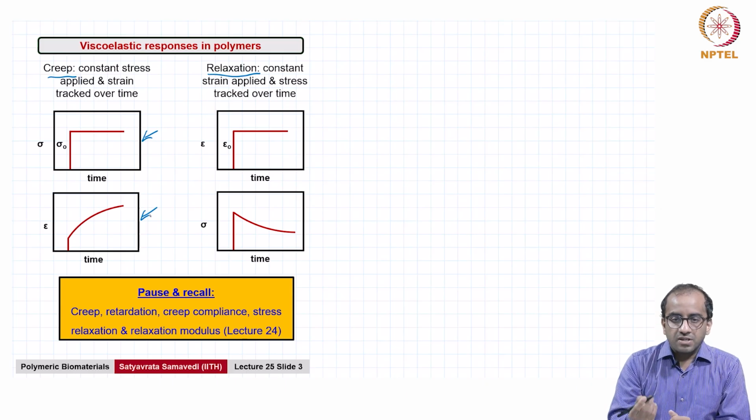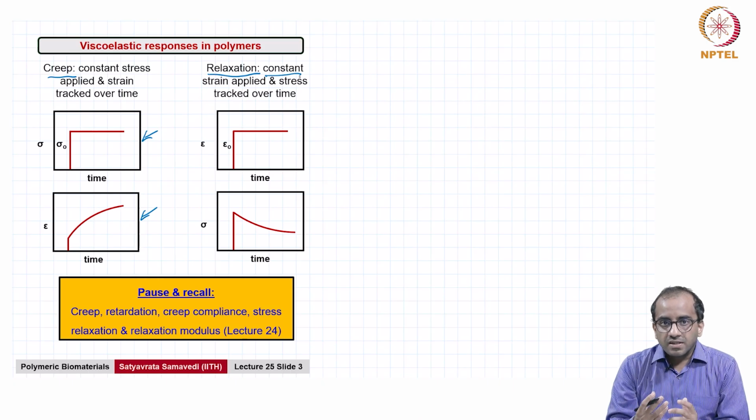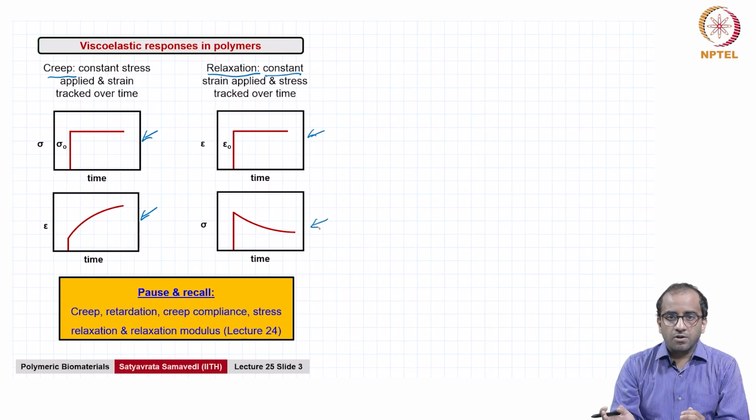Relaxation is where a constant strain is applied and then the stress in the material is tracked over time. So a constant strain, a deformation, is applied to the material and held, and the stress relaxes over time. In this sample the stress continues to decrease with time, and in some cases for very long times the stress can end up going very close to zero, or, depending on the polymer, you might end up with residual stresses.